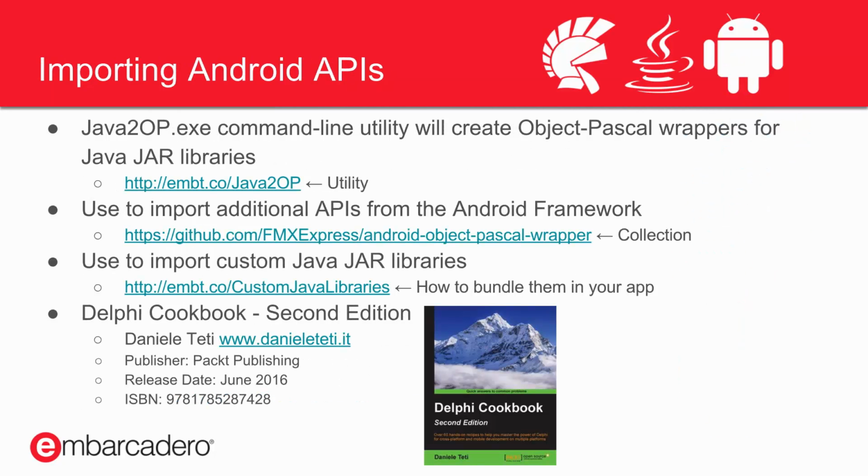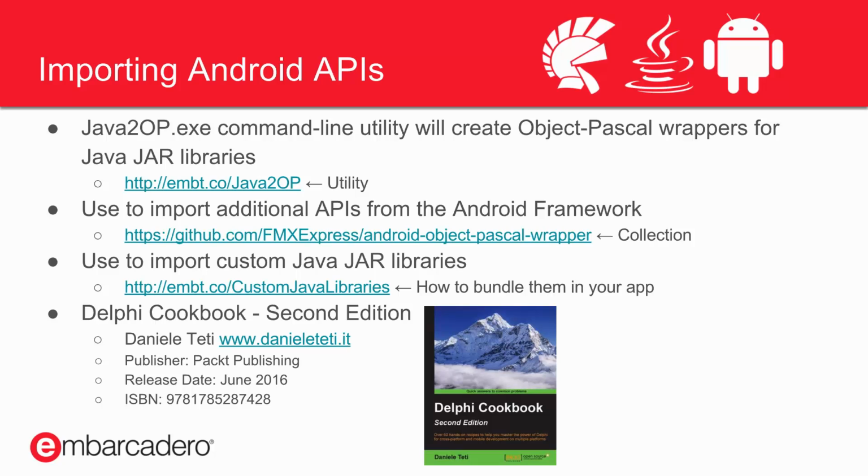Now, if you want to import your own Android APIs, which could be, for example, an API in the Android SDK that just isn't already imported, or it could be from a third party, then you can use the Java2OP utility. It's a command line utility that creates Object Pascal wrappers for Java jar libraries or Java source code.